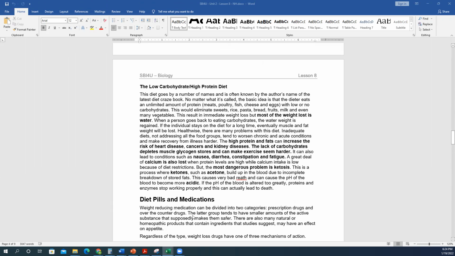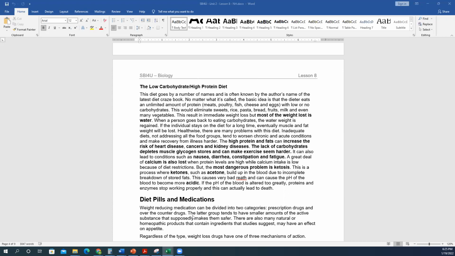Now let's take a look at the low carb, high protein diet. What's the problem with this? This diet goes by different names, and it's often known by the author's name of whatever is the latest diet craze book. But no matter what it's called, the basic idea is that when you're dieting, you get to eat an unlimited amount of protein: meat, fish, poultry, cheese, eggs, with very little or pretty much no carbohydrates. And this would mean eliminating sweets, of course, but also rice, pasta, bread, fruit, milk, and even many vegetables are discouraged.